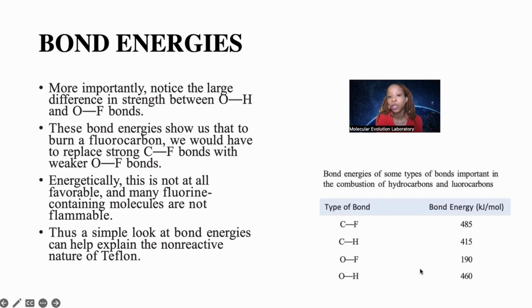This basically shows the bond energy of some types of bonds important in the combustion of hydrocarbons and fluorocarbons. It shows that the carbon-fluorine bond has a bond energy of 485 kilojoules per mole, carbon-hydrogen 415, oxygen-fluorine is the weakest at 190 kilojoules per mole, while the oxygen-hydrogen bond is 460. So the carbon-fluorine bond is very strong, as we said before, while the oxygen-fluorine bond is very weak.